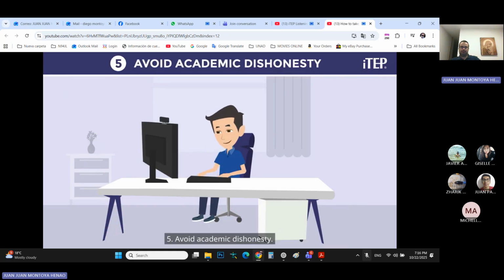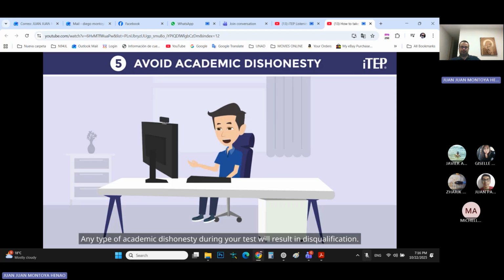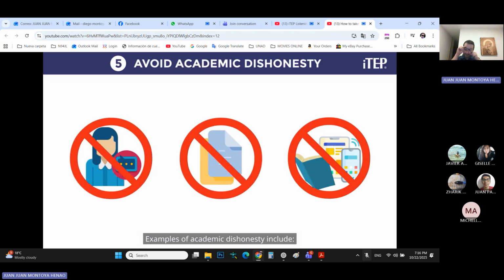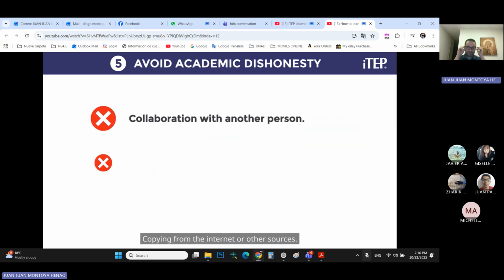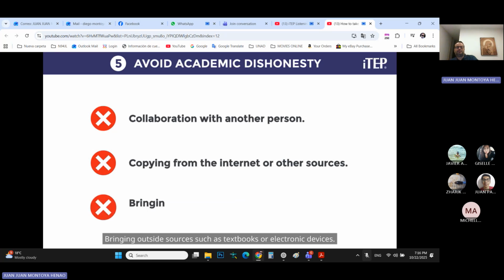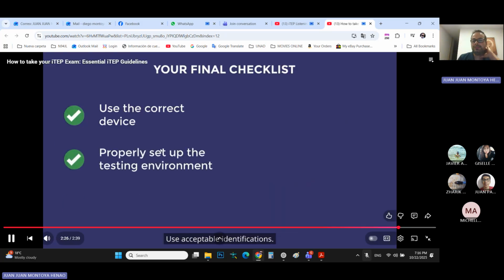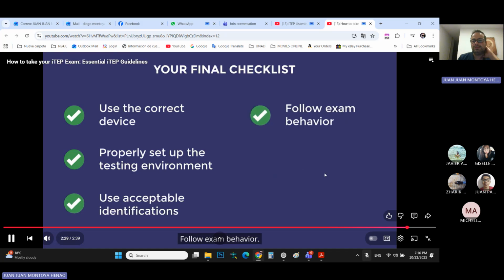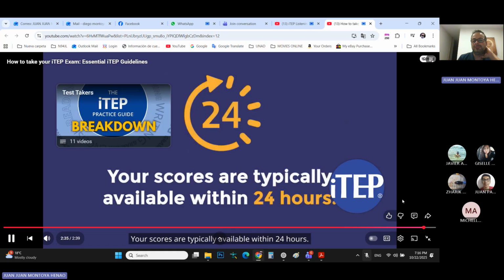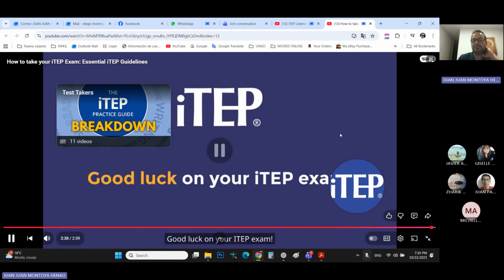5. Avoid academic dishonesty. Your writing and speaking responses must be 100% your own and not generated from an external source. Any type of academic dishonesty during your test will result in disqualification. Examples include collaboration with another person, copying from the internet or other sources, bringing outside sources such as textbooks or electronic devices. Final checklist: use the correct device, properly set up the testing environment, use acceptable identifications, follow exam behavior, avoid academic dishonesty. Your scores are typically available within 24 hours. Good luck on your ITEP exam.